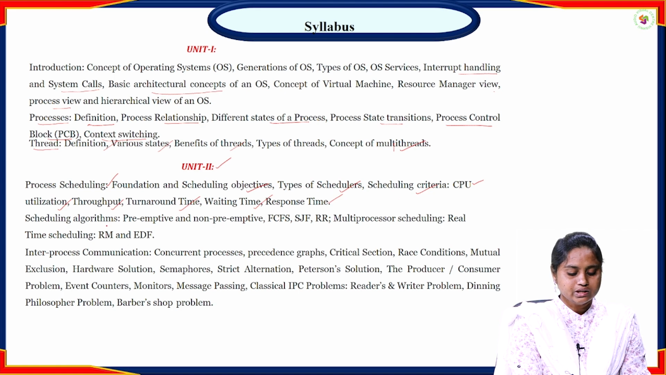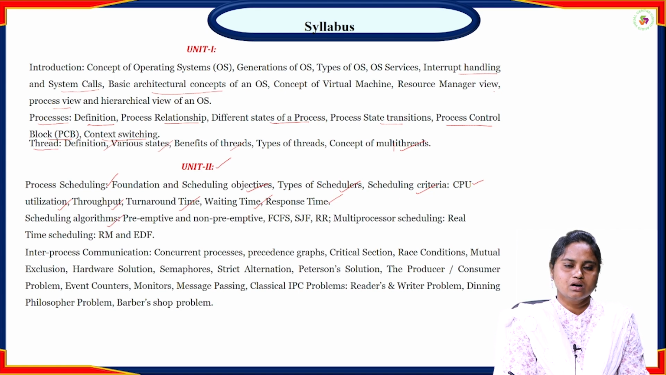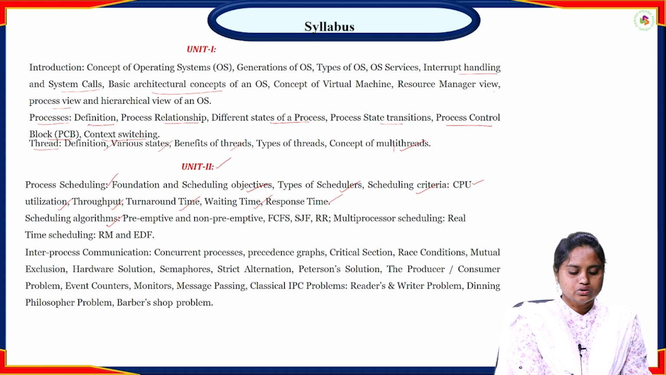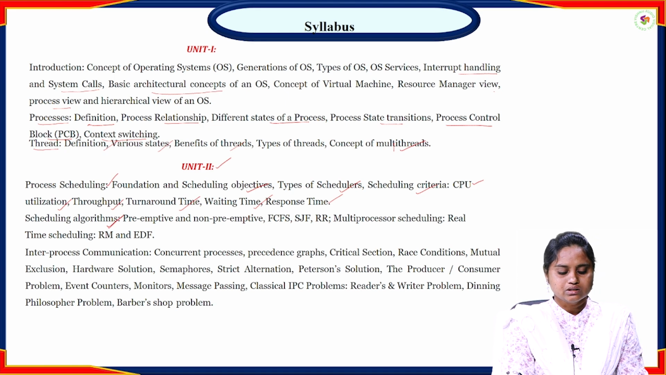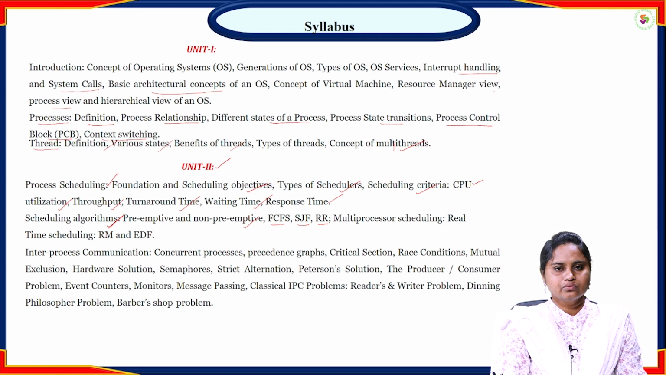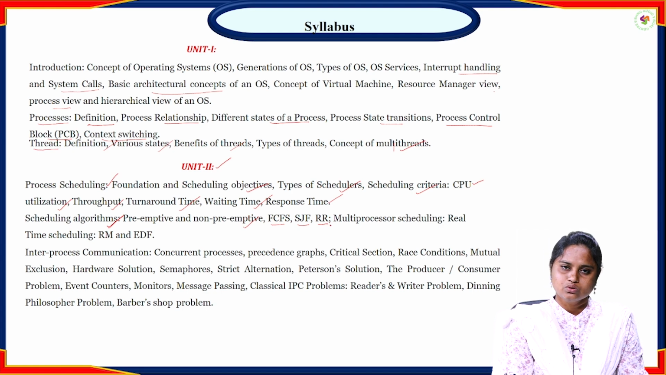And after that, the very important topic in the second unit is scheduling algorithms. In the scheduling algorithms, first we need to know what preemptive and non-preemptive scheduling techniques are, and what the difference between them is. And after that, we have three kinds of scheduling algorithms: one is FCFS, the second one is SJF, shortest job first, and round robin. These three are very, very important. Apart from these three, we have a fourth one, the priority scheduling algorithm. So these are the major scheduling algorithms we are going to discuss in the second unit.